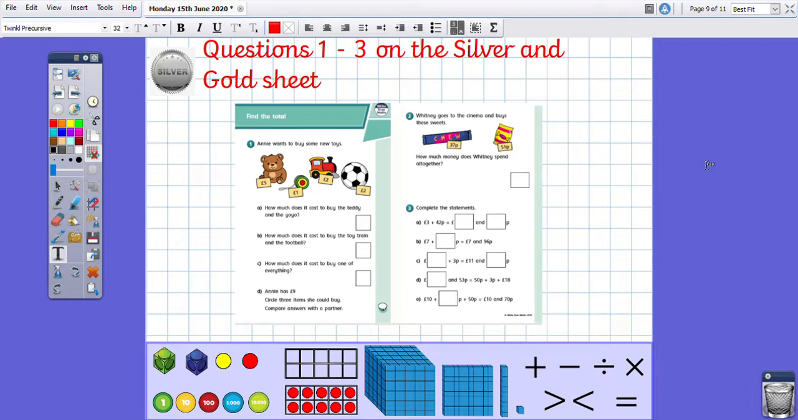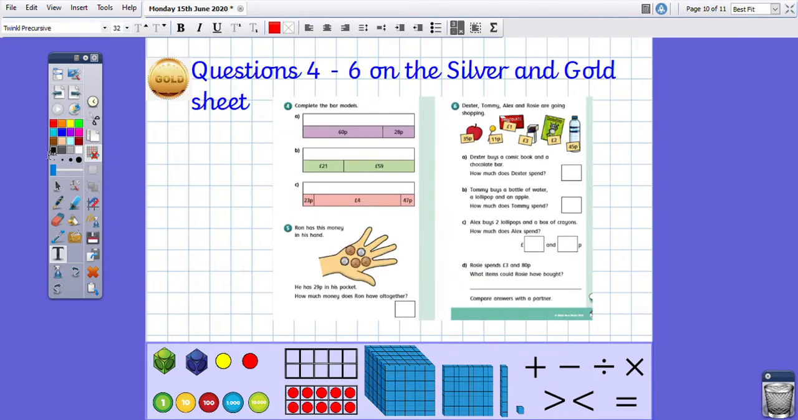Silver, you are doing questions 1 to 3 on the silver and gold sheet. So Annie wants to buy some new toys and you've just got to find the different totals, and then at the end she's got £9 and you need to circle the items or write them down, the different items she could buy with her £9. You need to work out how much Whitney spends at the cinema and then complete the statement.